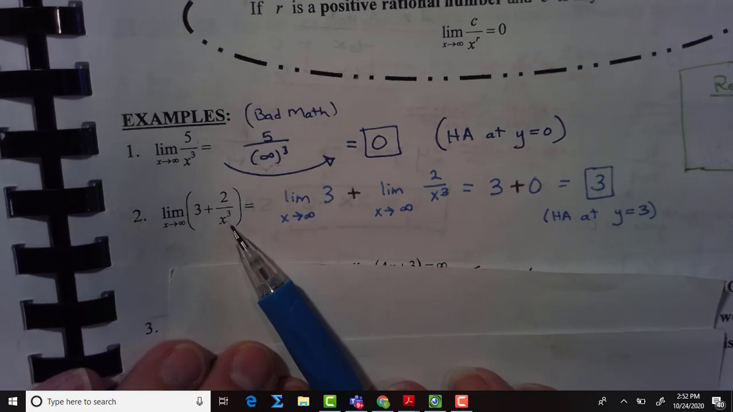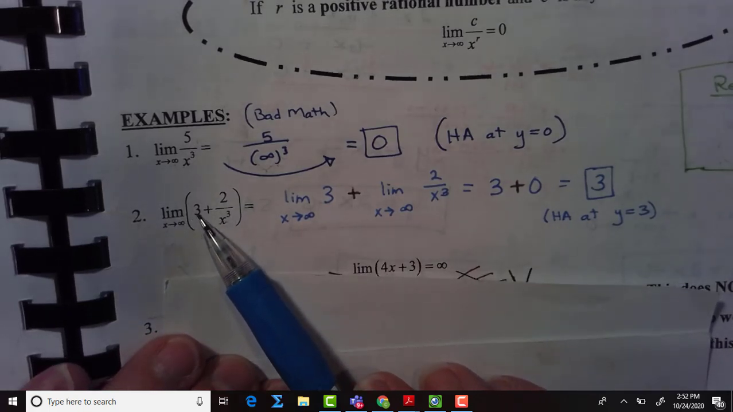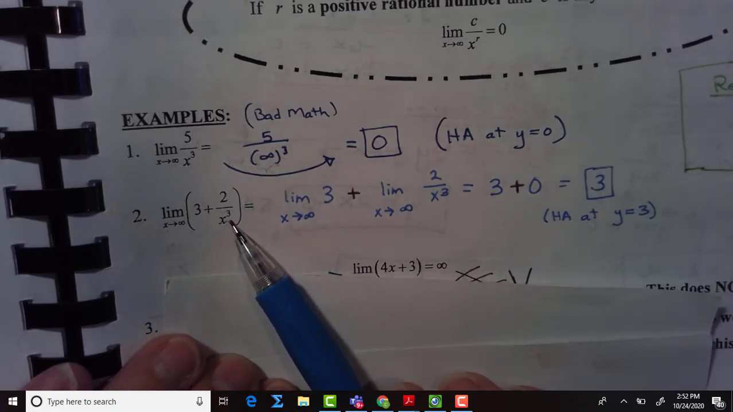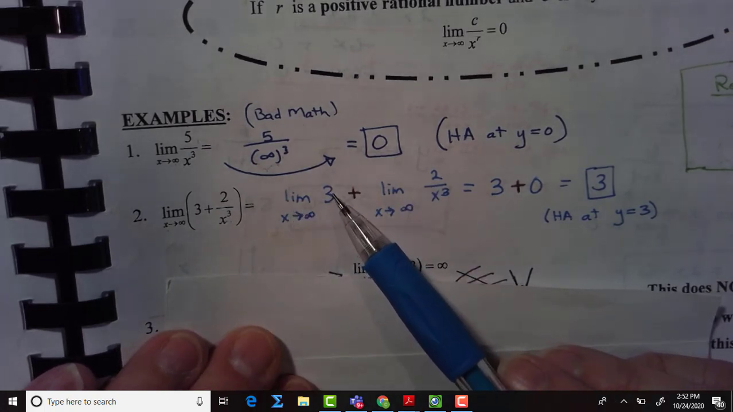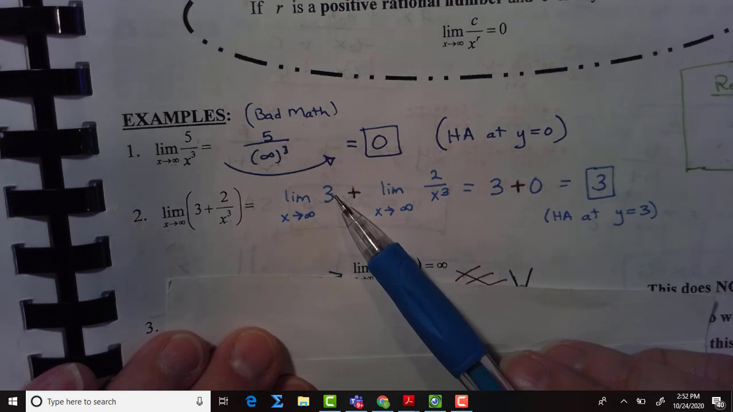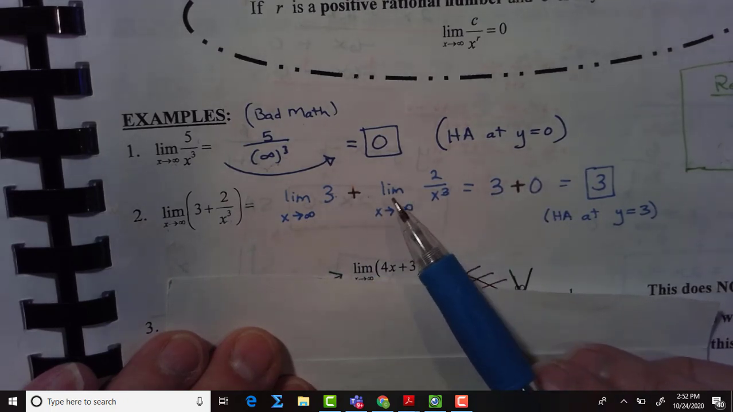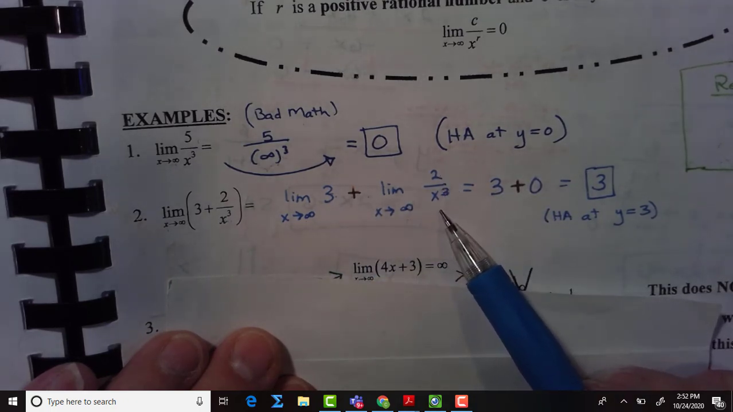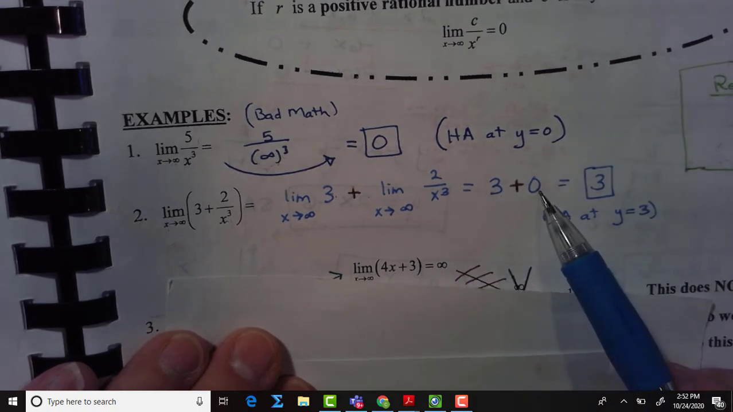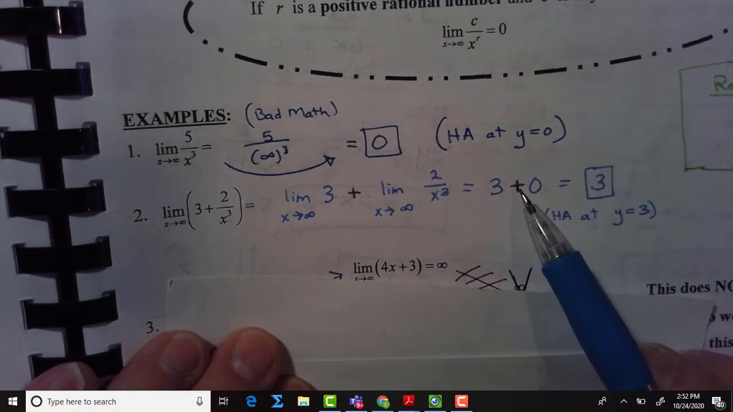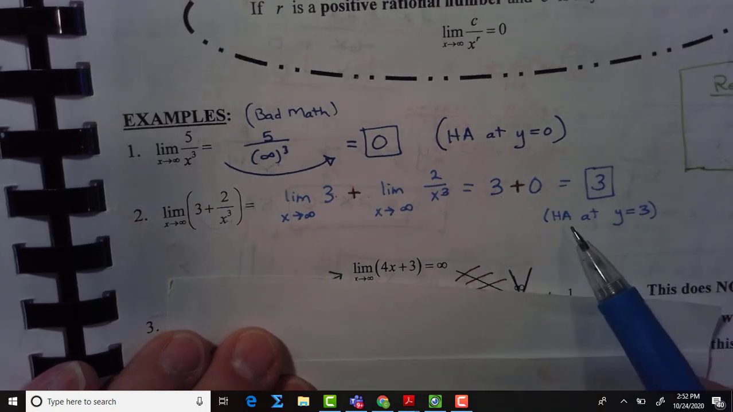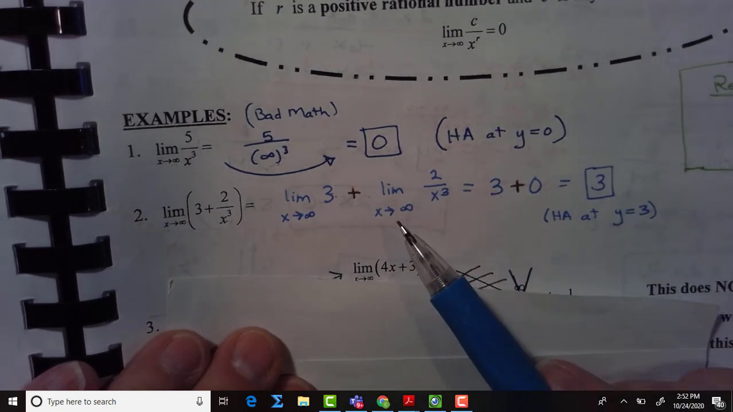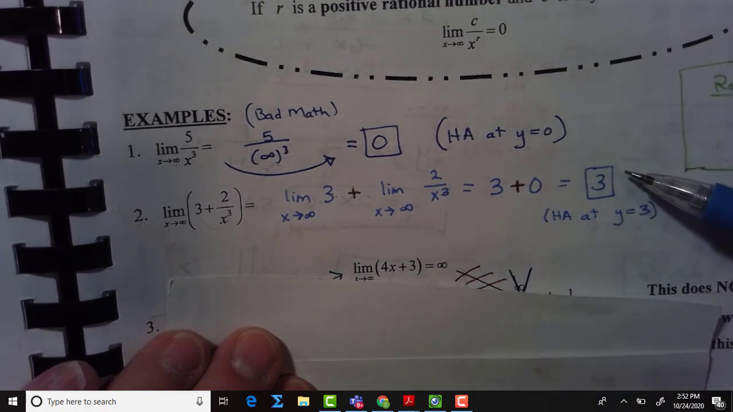How would we work with this one? The limit as x goes to infinity of 3 plus 2 over x cubed. We would divide this up if we go back to our basic limit rules. The limit as x goes to infinity of 3, which we know to be 3, plus the limit as x goes to infinity of 2 over x cubed, which is 0. So we get 3. So what this means is this function is going to have a horizontal asymptote at the line y equals 3 because as x goes to infinity, y gets closer to the value of 3.